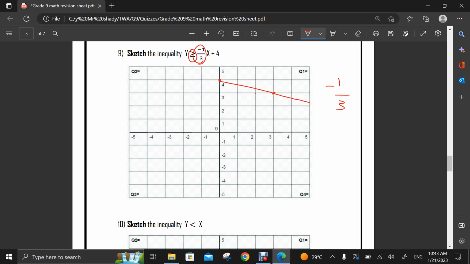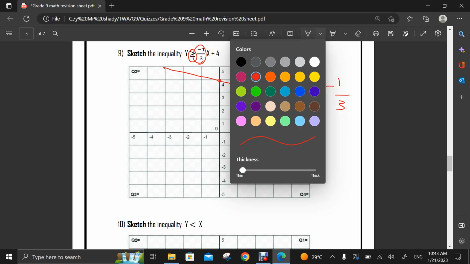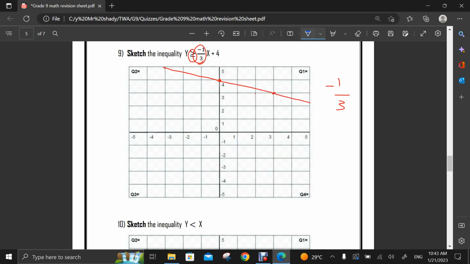And then here, 1, 2, 3, 1, 1, 2, 3, 1, like that. And then because y is bigger than, so I'm going to shade this part, which is above the line. I have finished number 9. Number 10.